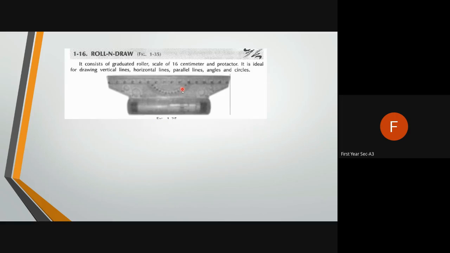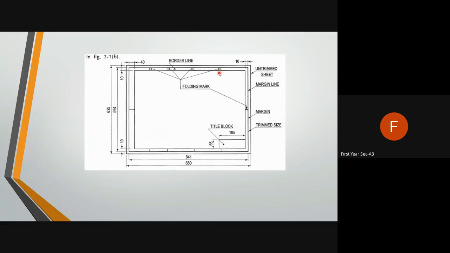Mostly students, instead of a set square, can also use a roller. This is a roller, and it is also used to draw parallel lines. But if you compare the accuracy of this roller with the set square, the accuracy of the set square is more than the roller. So this is also one of the useful things while drawing the objects.